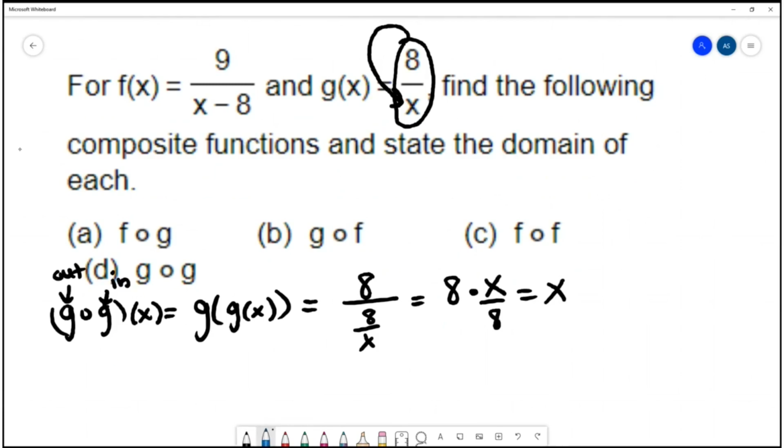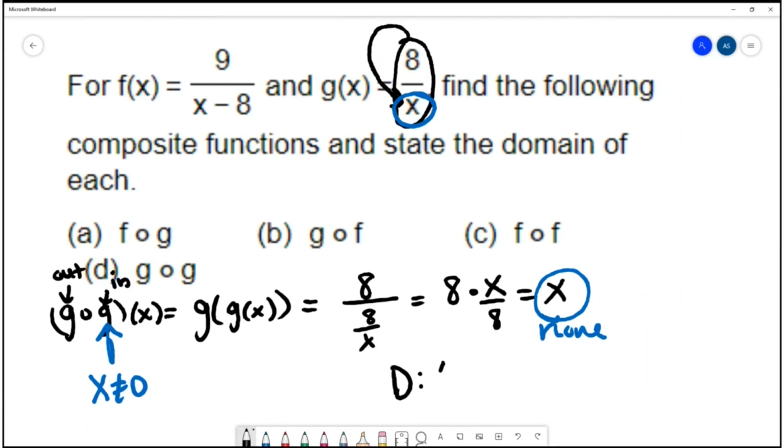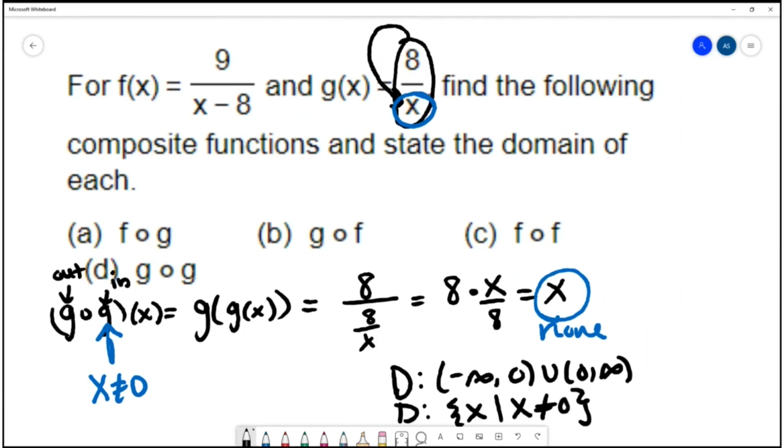We want to take a look at any restrictions from our inside, and restrictions from our inside are 0. And look to see if you have any restrictions with your final expression, and there are none. And so we just have that one restriction. The domain here is negative infinity to 0, union with 0 to infinity, or in set builder notation, x such that x is not equal to 0.